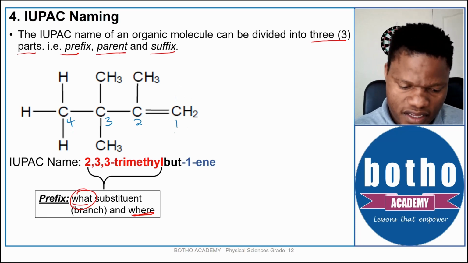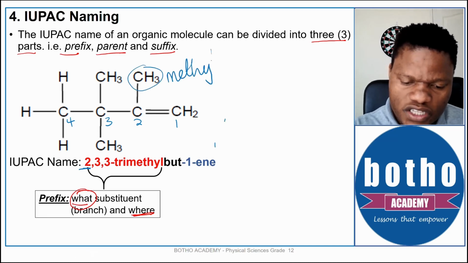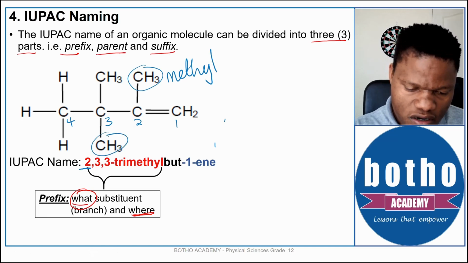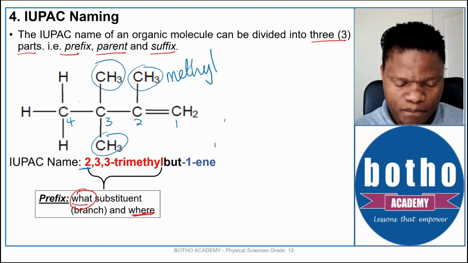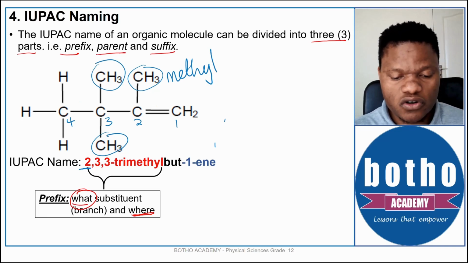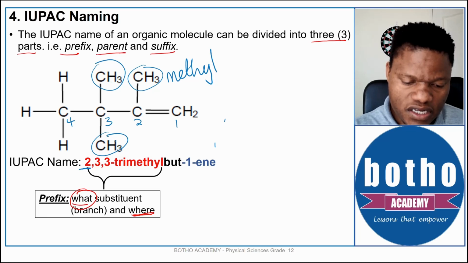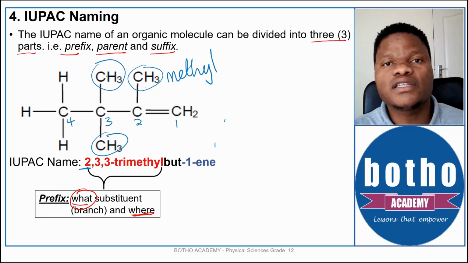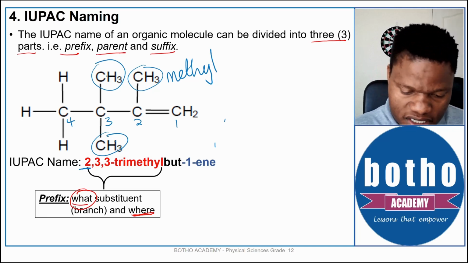If that's the case, then at carbon number 2 there must be something according to the name. Indeed, at carbon number 2 we find a methyl, which then repeats itself at carbon 3, and it repeats itself twice at carbon number 3. Hence we have 2,3,3-trimethyl. The tri is to show us that there are 3 of these methyls at different positions. And then we move to the parent name.